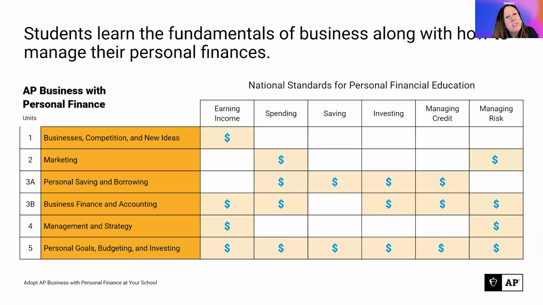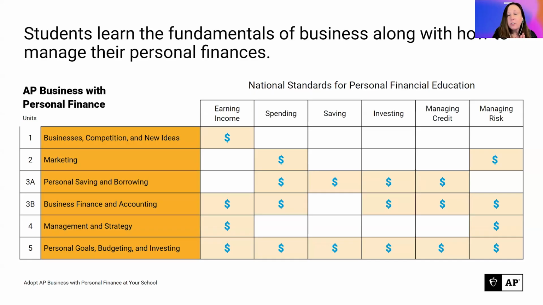This is one of my favorite slides as I introduce the course. AP Business with Personal Finance is an introduction to business course. I like to think of it as the sampler platter of business, right? Students get to sample a variety of business topics. It is meant to be an introductory course. They don't have to have any prerequisites, which we'll talk about later. But if you look at this table on the left, this shows you the 5 units that comprise this course.